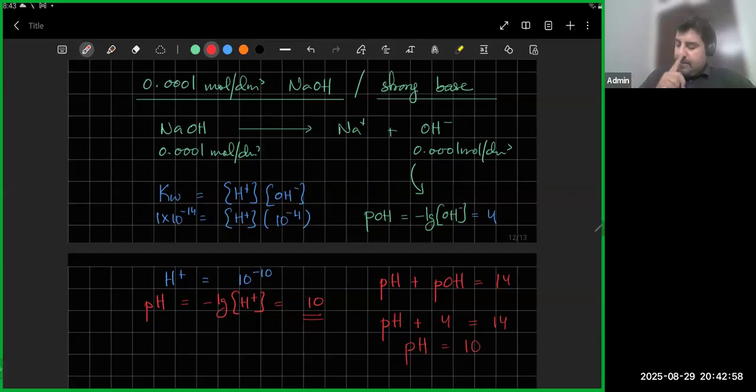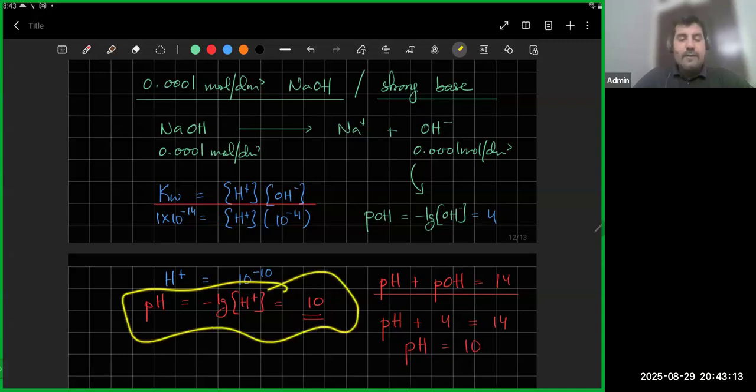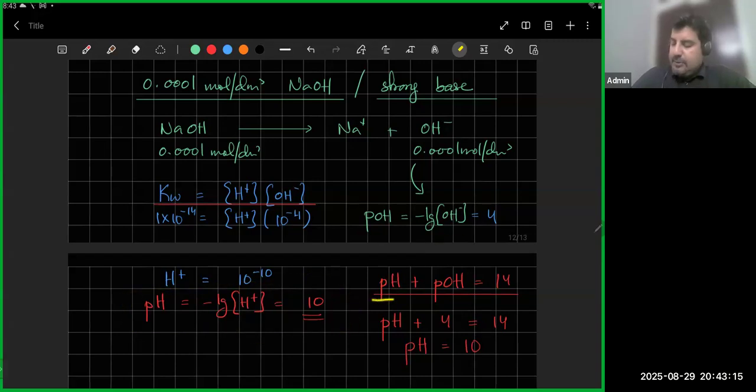Remember this. You can either use this expression or the Kw expression. They're both exactly the same expression, except that in the Kw expression I did the log function at the end. In the pH plus pOH expression, I started off with the log function, so my end result is automatically in log. Okay? We will practice this a lot, but is it clear up to here? Remember we're going to practice this again in the next class.